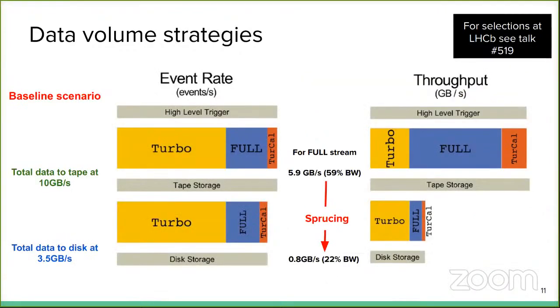And this slide really shows the workload that the sprucing will have to do. So on the left, you can see the event rate, and on the right, the throughput for what comes out of the trigger, what gets stored to tape, and what gets stored to disk. And you can see the event rate is dominated by the turbo stream, but the throughput is hugely dominated by the full stream just because of the event size. So the job of the sprucing is to take the full bandwidth from 59% to tape storage, and then reduce it to 22% of the bandwidth going to disk storage. So that's the workload that the sprucing has to deal with.